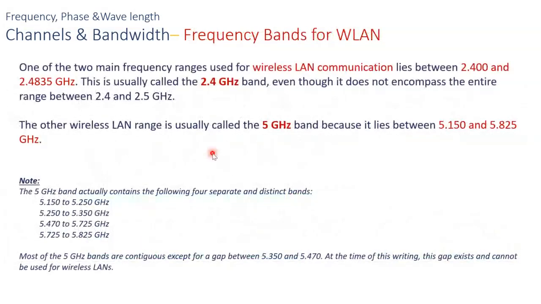One of the two main frequency ranges used for wireless LAN communication lies between 2.4 and 2.4835 gigahertz. This is usually called the 2.4 gigahertz band. This band is not a single frequency. It is a group of frequencies ranging from 2.4 to 2.4835.